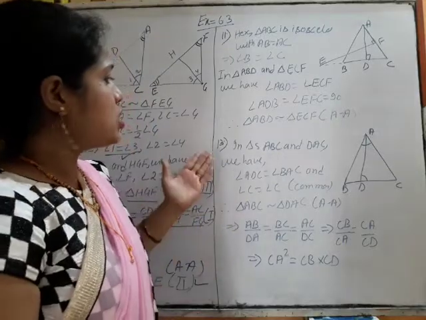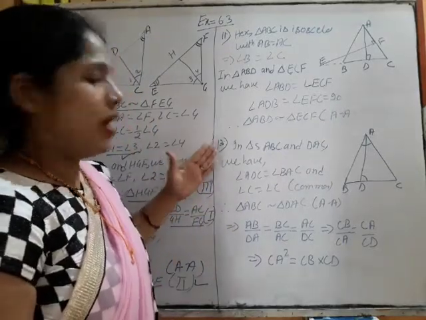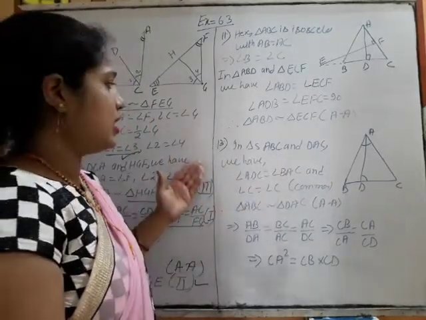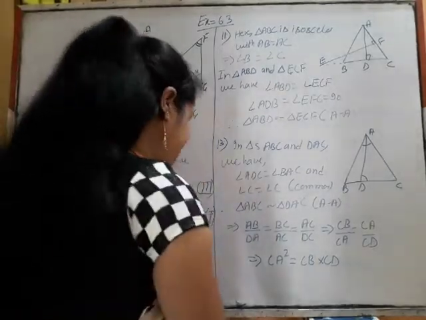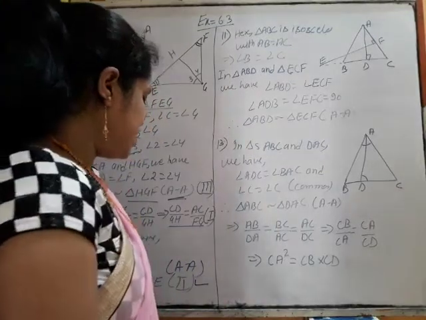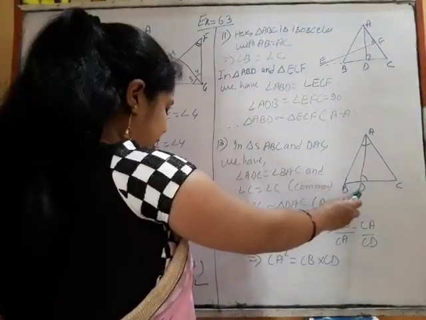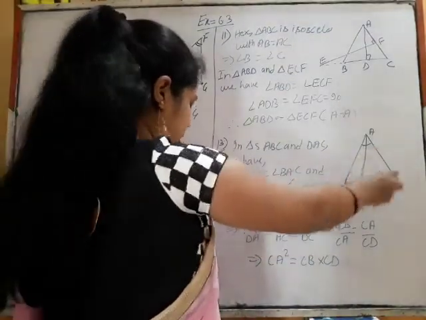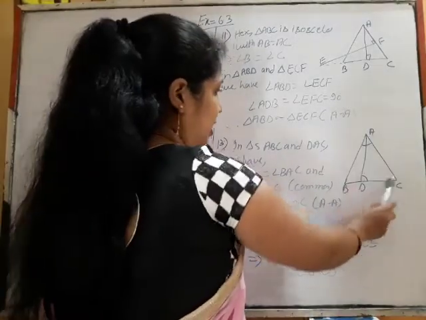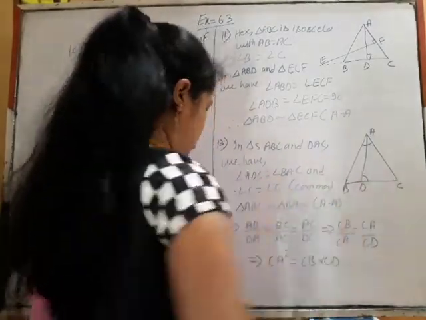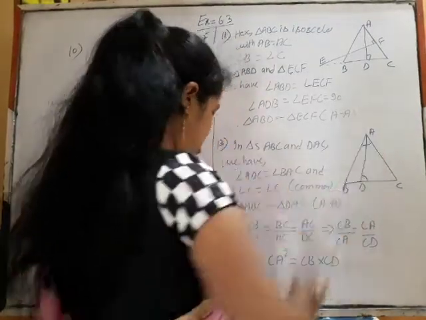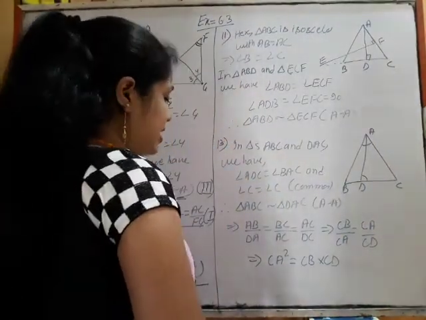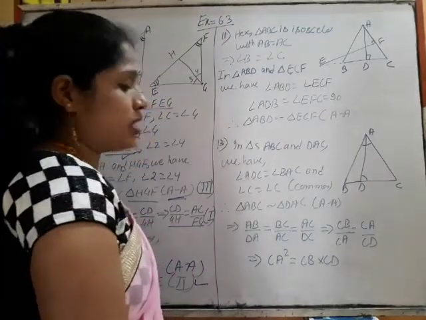Now let us move to the next question. The 12th question we will do in the next video. Let us see question number 13. It says D is a point on the side BC of triangle ABC such that angle ADC is equal to angle BAC. Show that CA square is equal to CB into CD.